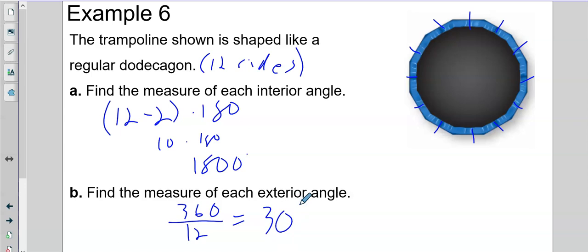All the interior angles add up to 1800. And if you think about it, if the exterior angle is 30 and they form a straight line, each interior angle is 150. And that's it.